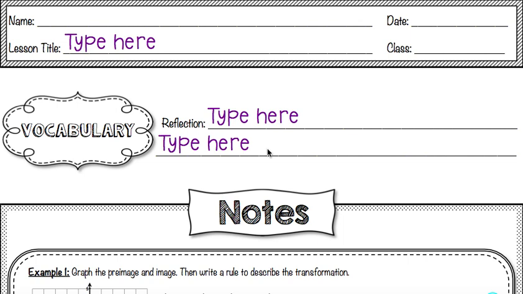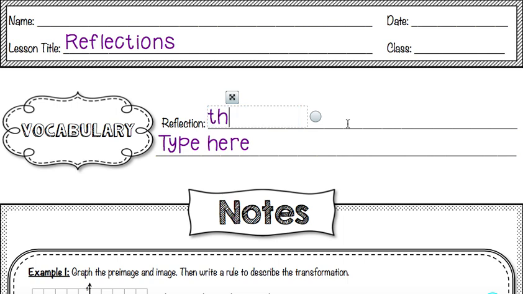Hello, this lesson is about reflections. The title of our lesson is Reflections. And let's start with some vocabulary. How about the definition of what a reflection is?